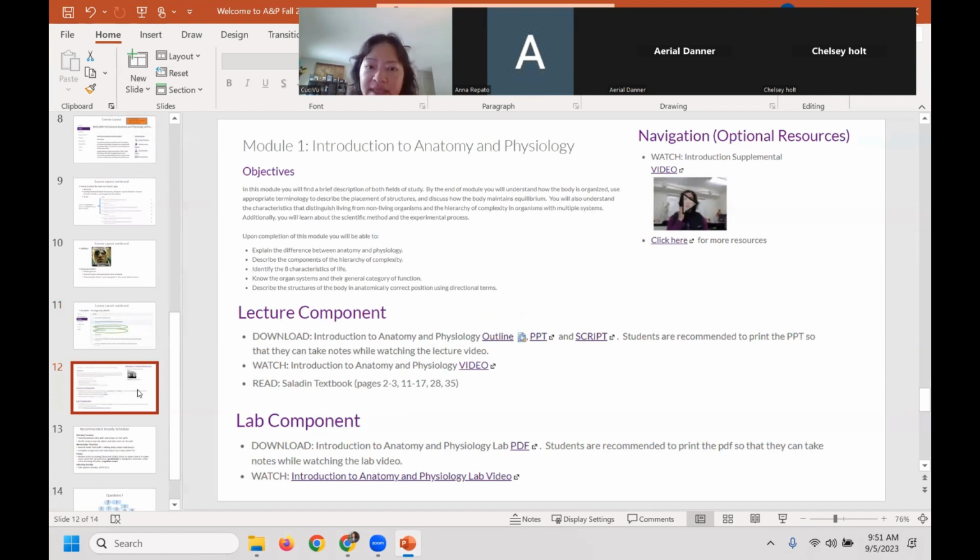In the modules, it's laid out like this. You'll have the objectives, the lecture component, the lab component, and then the navigational component. Okay, the lecture component will always have an outline. The outlines are really cool.